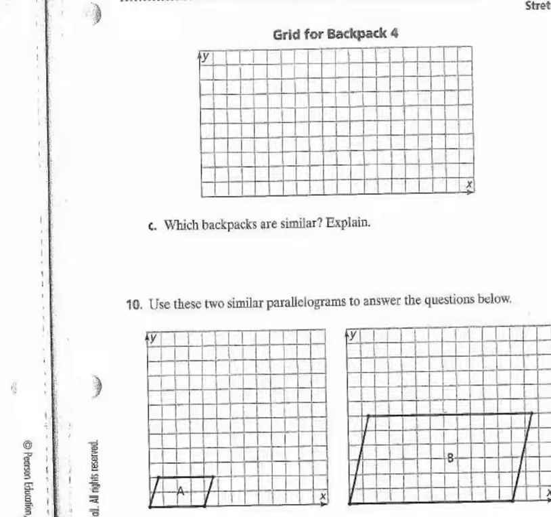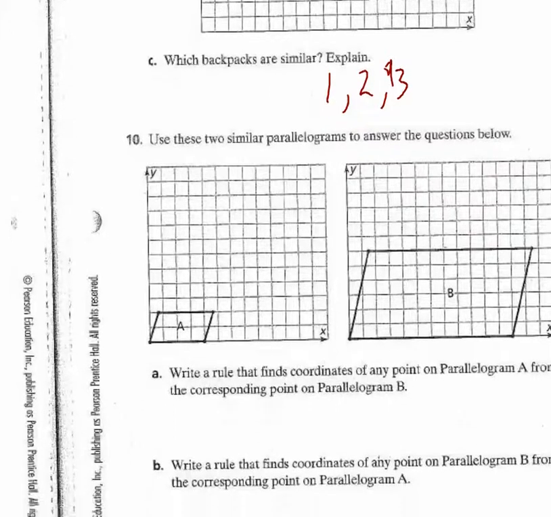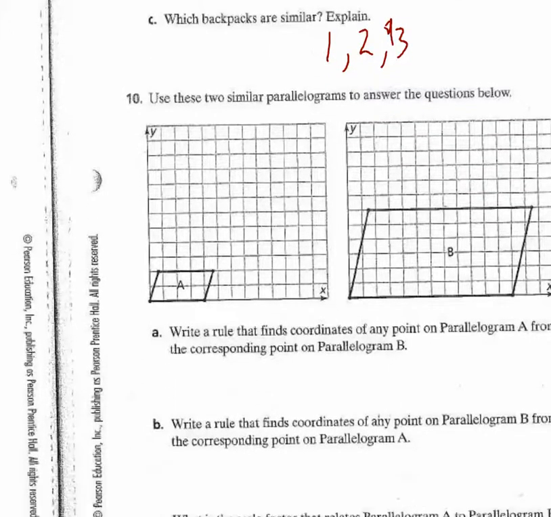So which backpacks are similar? 1, 2, and 3, but not 4. And that is because we've explained, the same angles and the same general shape. Okay, use these two similar parallelograms to answer the questions. So we know they're similar.